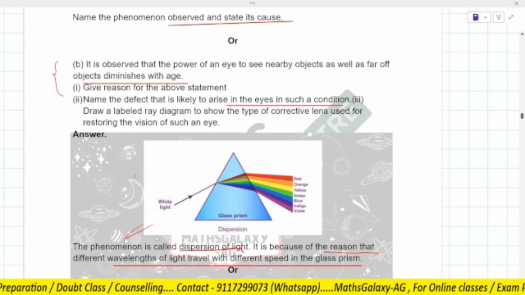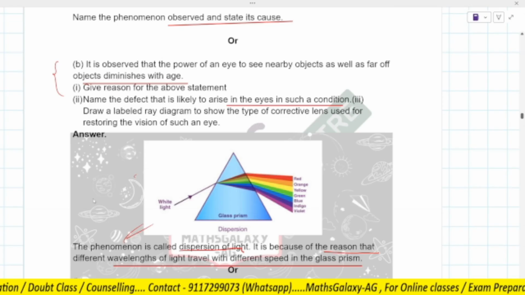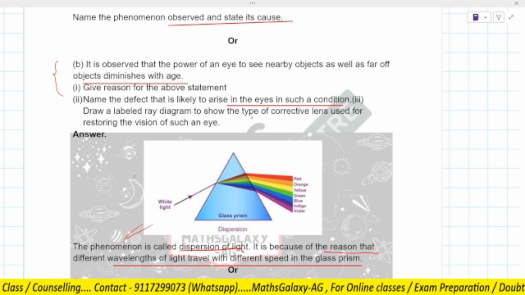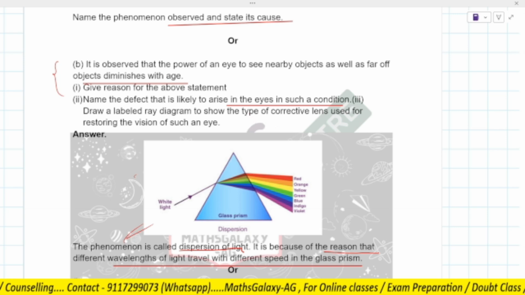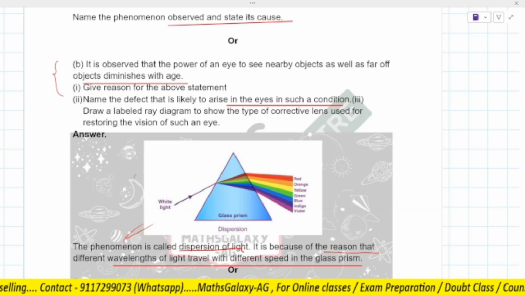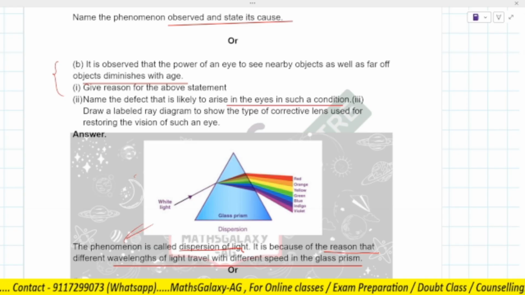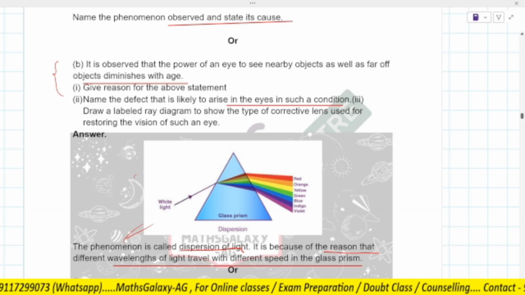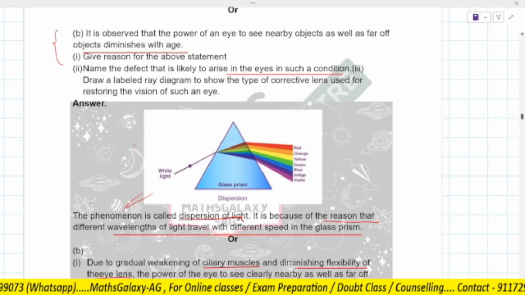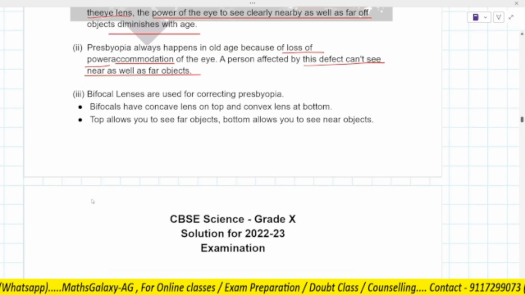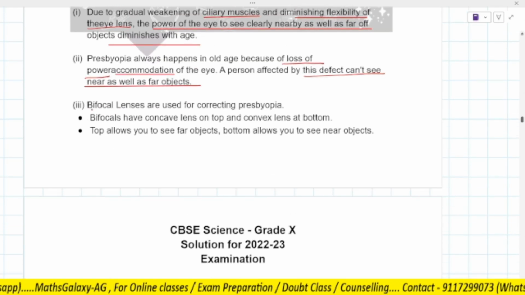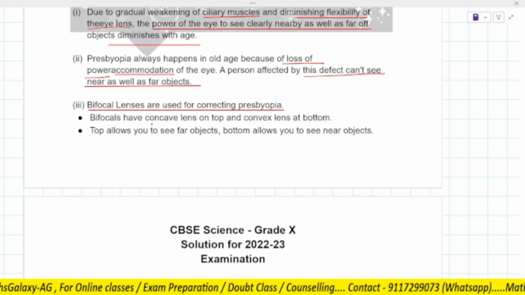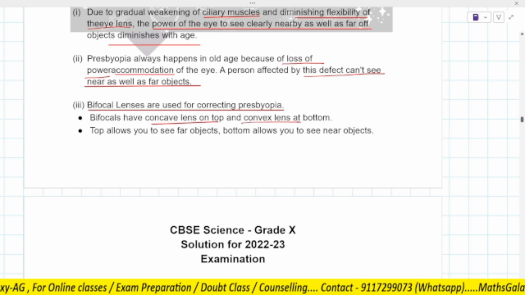Now, draw a labeled ray diagram to show the type of corrective lens. Which lens we will use for restoring the vision of such an eye? Here you have to draw a lens. In this condition, old people use a lens in which, in a single spectacle, you will find both lenses. Is it clear? Bifocal lenses are used for correcting presbyopia. Bifocals have a concave lens on the top and a convex lens at the bottom.